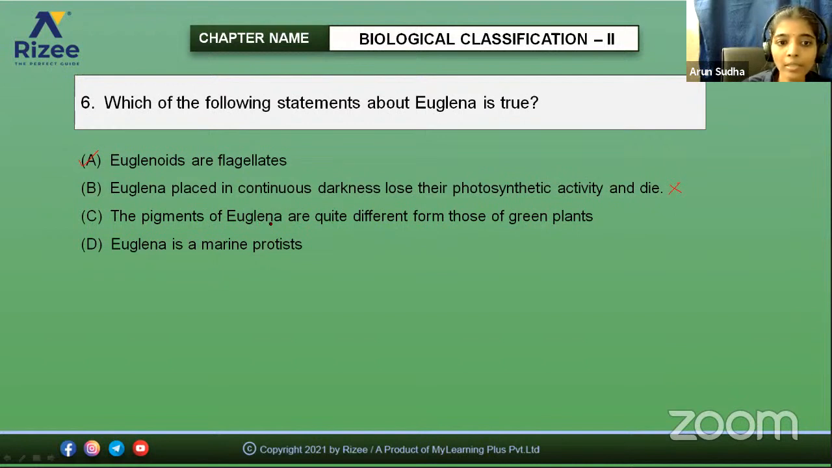And also the pigments of Euglena are actually not different from those of green plants. They are the same as green plants. So this is also the wrong answer. And also it is not a marine protist.